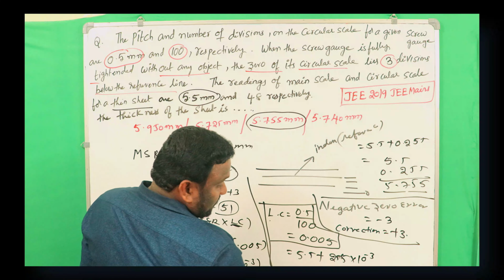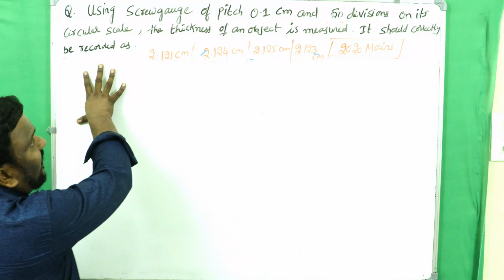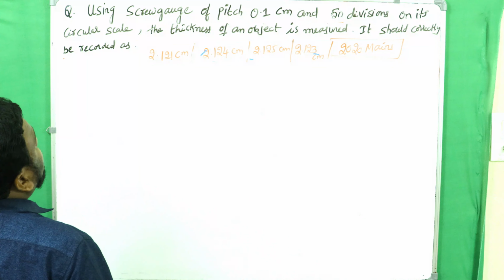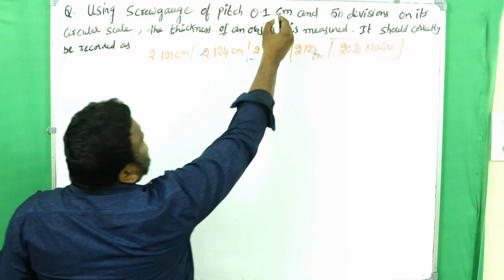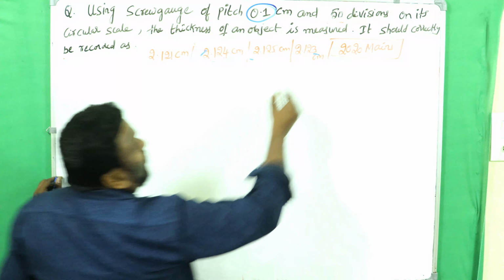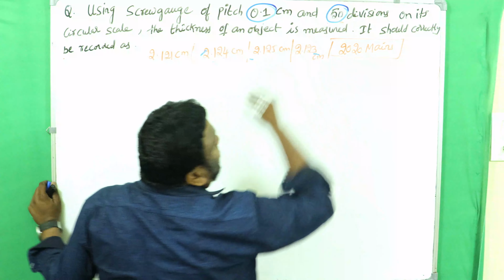See the next problem. It was given in 2020 JEE mains. See the problem. Using a screw gauge of pitch 0.1 centimeter and 50 divisions on its circular scale, the thickness of an object is measured. It should be correctly recorded as what? He was given a screw gauge of pitch 0.1 centimeter and 50 divisions. Then we have to find out the thickness of an object.